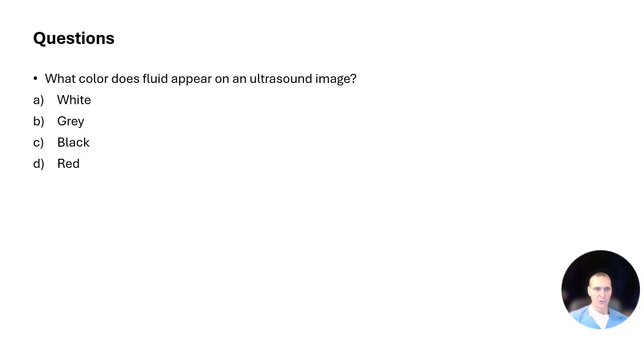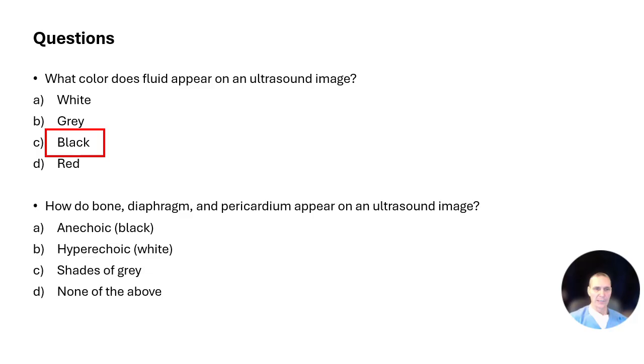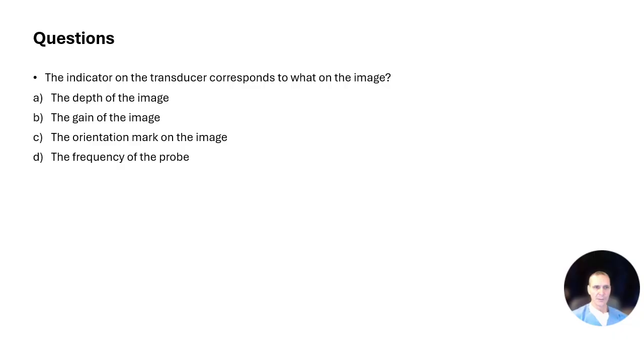All right, we're going to finish with some questions. What color does fluid appear on an ultrasound image? White, gray, black, red. How do bone, diaphragm, and pericardium appear on an ultrasound image? Anechoic, hyperechoic, shades of gray, none of the above. The answer would be hyperechoic or white. The indicator on the transducer corresponds to what on the image? A, the depth of the image, B, the gain of the image, C, the orientation mark on the image, D, the frequency of the probe. The orientation mark on the image.